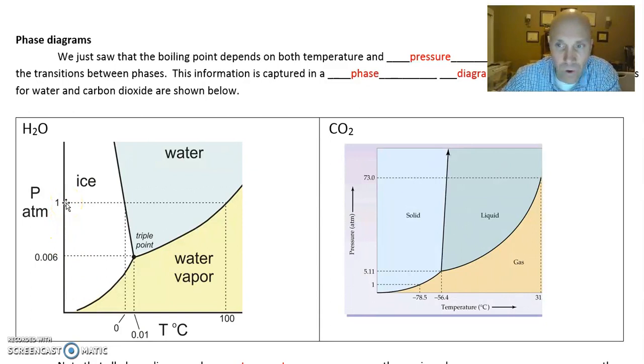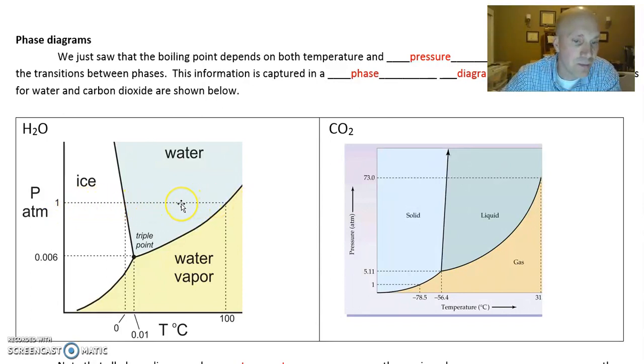pretend that we're dealing with water on Earth the way that we're normally used to dealing with it. Well, we live here in Raleigh, North Carolina, which is pretty close to sea level. That means that the atmospheric pressure is pretty close to 1 atmosphere of pressure. So we live our life along this line right here.